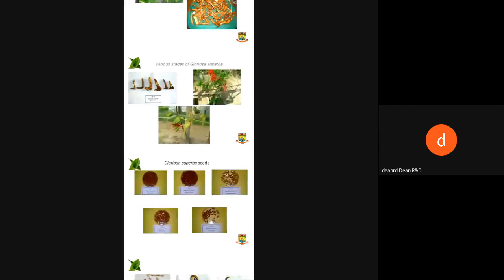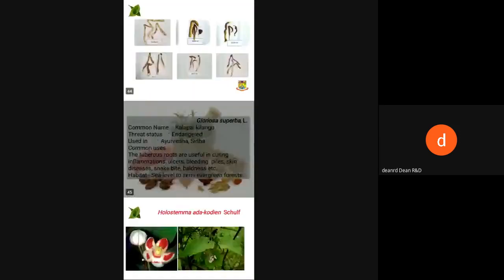These are the various accessions we have collected, and Vedaranyam is a major belt where we can collect it naturally available in the coastal swampy areas. This is again endangered, commonly used in Ayurveda and Siddha. The tuberous roots are useful in curing inflammations, ulcers, bleeding piles, skin diseases, snake bite, as well as baldness. It is also available from sea level to semi-evergreen forest region.